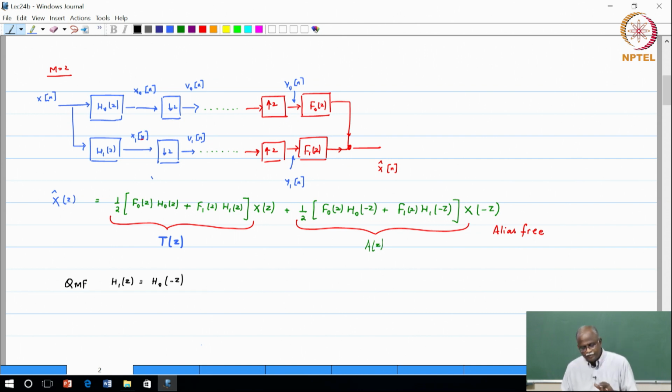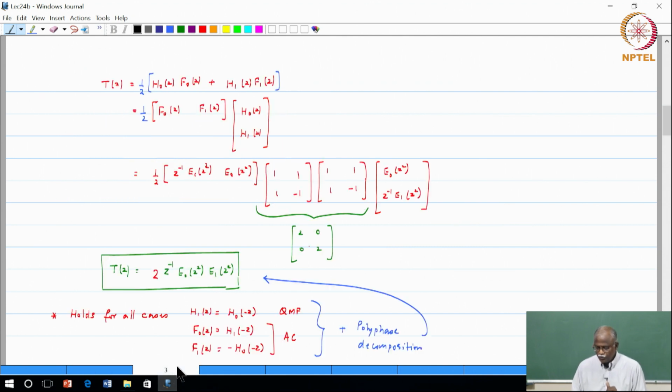On top of that we have the aliasing cancellation constraints as well. Then this collapses to a transfer function which we can work with. Now if you do the polyphase decomposition, this is the expression that we get: 2 times Z inverse E0 of Z squared E1 of Z squared.